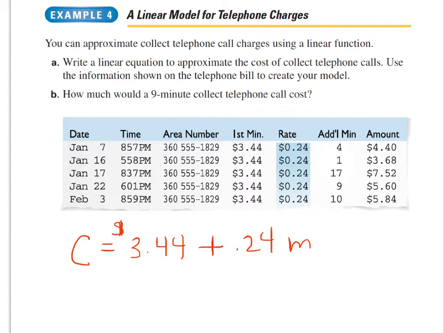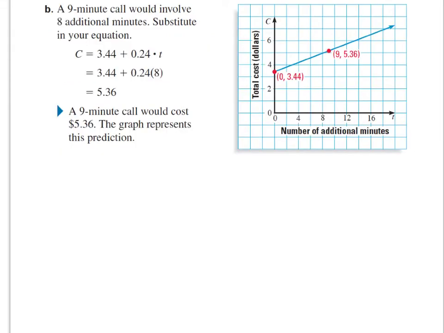So in part B it says, how much would a 9-minute collect call cost? Well, 9 minutes would be the first minute, there's your 3.44, and then 8 additional minutes. And there you have it, 3.44 plus the 24 cents times the 8 additional minutes would cost $5.36. Notice the graph.